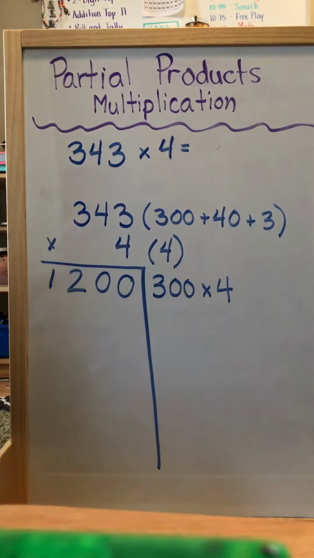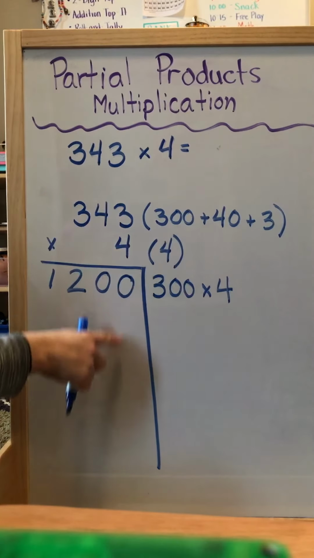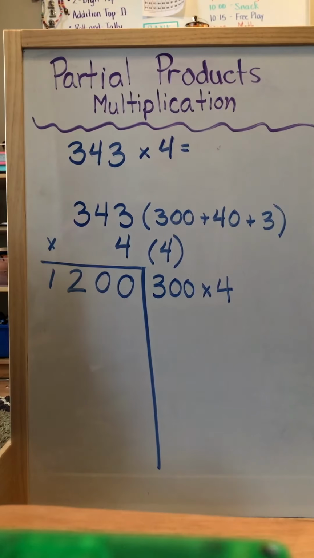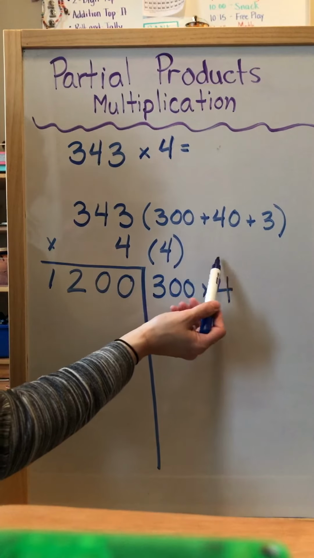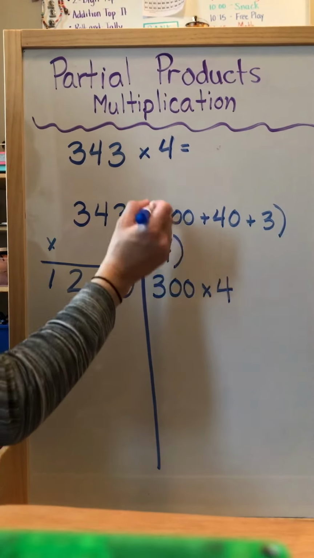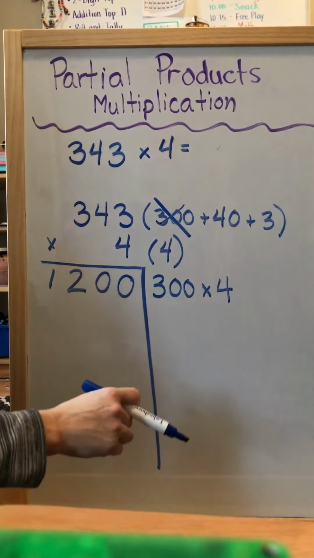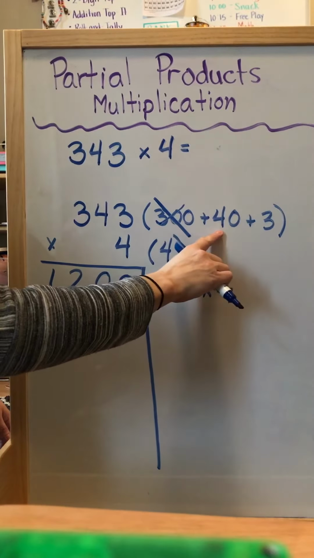Really pay attention and make sure that the place values are lined up. This will be really important in a little bit. So 300 is multiplied with 4. It doesn't have any other numbers to multiply with, so I'm going to cross it off. 300's done. Now I'm going to move over.